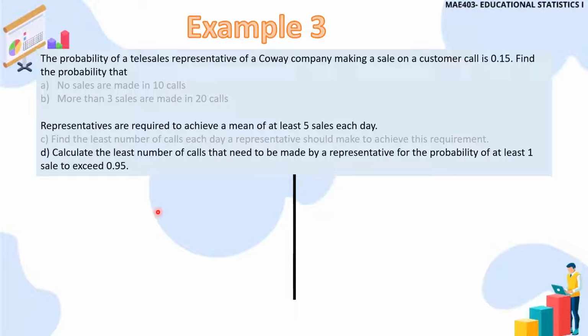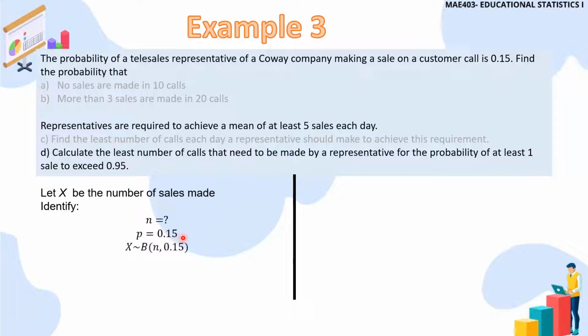The last question, calculate the least number of calls that need to be made by a representative for the probability of at least one sale to exceed 0.95. Let X be the number of sales made. The n, still, you need to find the least number of calls that need to be made. And then the probability of getting sales is 0.15. So here X is binomially distributed with n, 0.15.